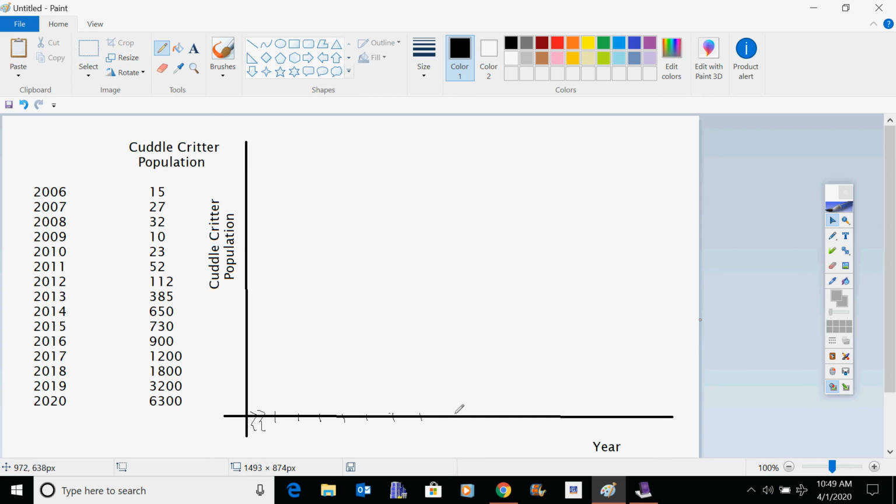So I'm going along and I'm making my marks as carefully as I can. I want to make sure I've got enough space. So 2006, 7, 8, 9, 10, 11, 12, 13, 14, 15, 16, 17, 18, 19, and 20. So these are marked out pretty close to being nice even marks. And so I'm just going to write the end of the year, 06, 07, 08, and on and on and on.